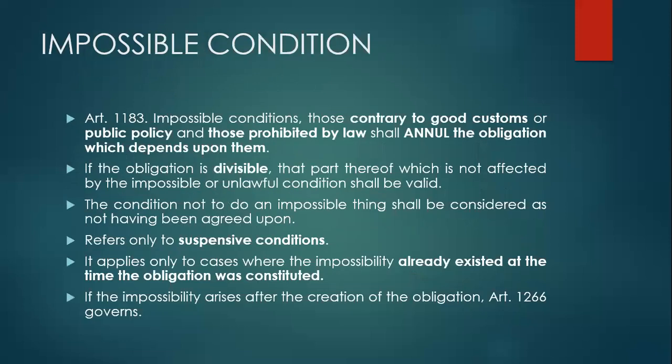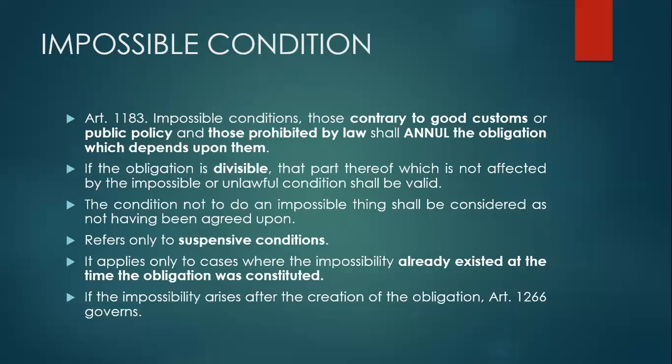Now let's go to impossible condition. Impossible condition is provided for under Article 1183 of the New Civil Code. Impossible conditions are those contrary to good customs, contrary to public policy, and those prohibited by law. Under Article 1183, impossible conditions shall annul the obligation which depends upon them. It means that the obligation shall not be valid.